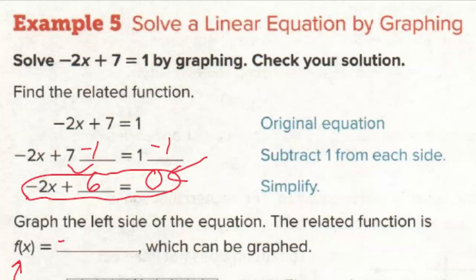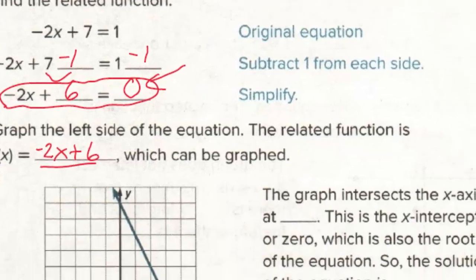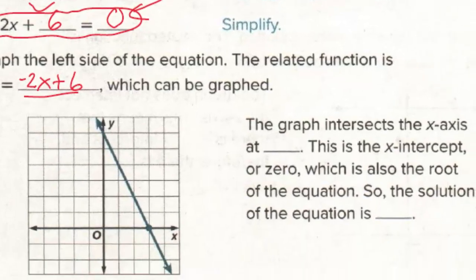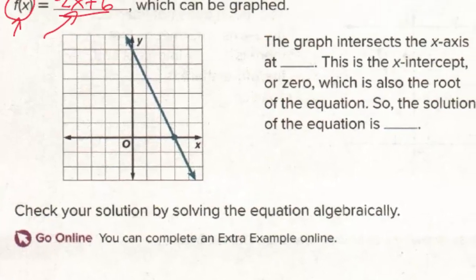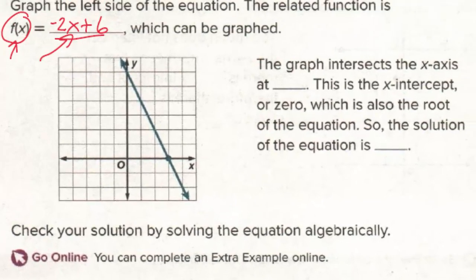And we write the rest of the function, which is negative 2x plus 6. And then we go and graph this. When we pick a value of x that causes the output to be 0, that's where the graph meets the x-axis. That's also called the solution. If we take a look at the graph, we can see that the graph has an x-intercept right here, and that x-intercept is at 3, 0. So the graph intersects the x-axis at 3. This is the x-intercept, or zero, which is also the root of the equation. So the solution of the equation is 3.